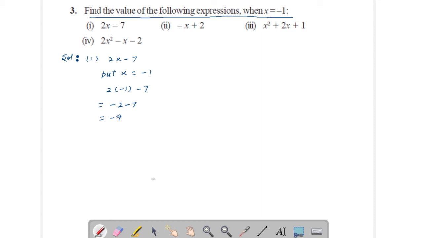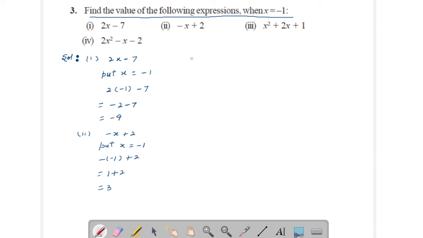Now come to second part. It is minus x plus 2. Put x is equal to minus 1. You will get minus, put the value of x, it is minus 1, plus 2. What will you get? Open the bracket. Minus minus plus. It is 1 plus 2. It is 3. This is your answer.